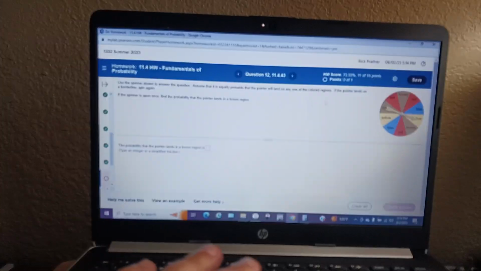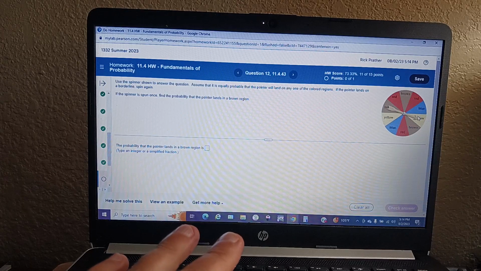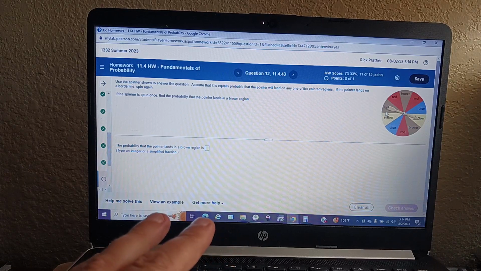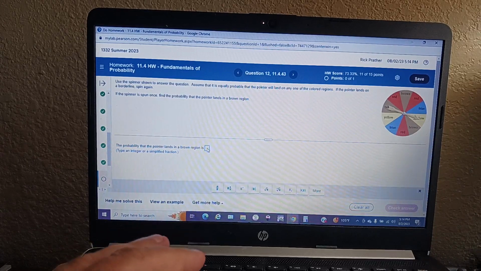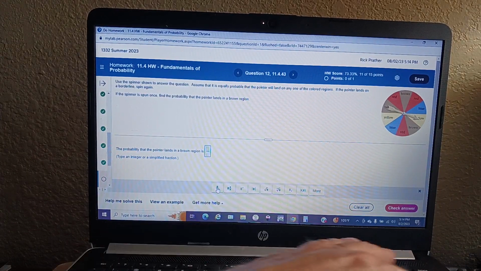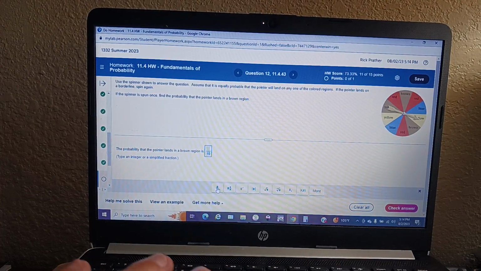Here's one. I'm going to start at the top, the brown. So 1, 2, 3, 4, 5, 6, 7, 8, 9, 10. There's 10 equal sections, so the denominator is going to start off as a 10 unless it reduces. Find the probability the pointer lands in a brown region.